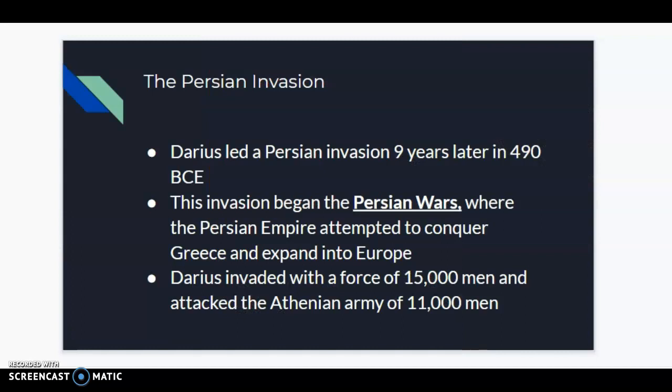So the Persian invasion. Darius led a Persian invasion of Athens, which is the Greek city-state that stuck their nose in, 9 years later, in the year 490 BCE. And this invasion begins the Persian Wars, a series of wars between the Greek city-states resisting the Persian Empire, the massive Persian Empire. And remember, these city-states view themselves as independent little countries and nations. They don't like to work together very often, and they were going to be forced to do so to defeat, or try to defeat, the Persian Empire. We'll see how that goes. So the Persian Wars begin where the Persian Empire attempts to conquer Greece, but also expand into Europe.